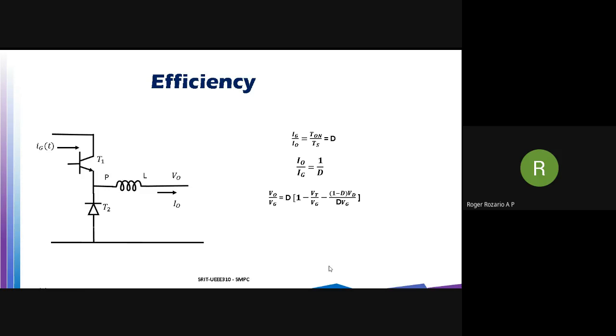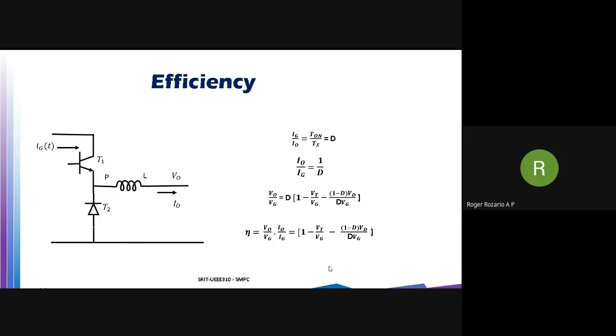This was the correction factor. So we have derived V naught as D into Vg multiplied by the correction factor. So from that we find out what is V naught by Vg. Efficiency is nothing but the output power divided by the input power. Output power is V naught into I naught. Input power is Vg into Ig. That is why we are making this small alteration. So V naught into I naught divided by Vg into Ig will be simply the correction factor.